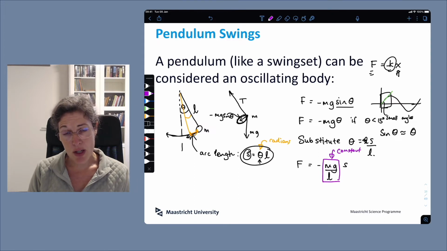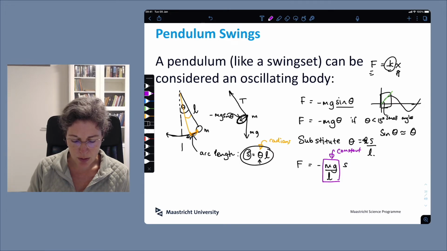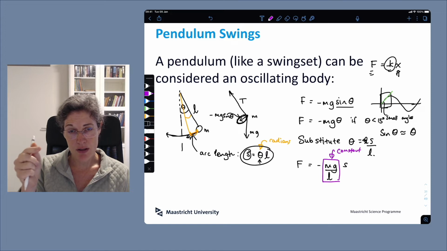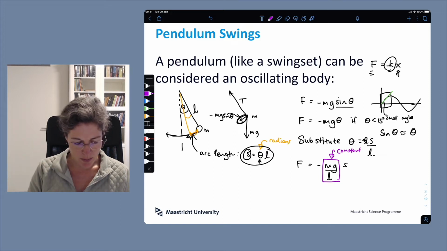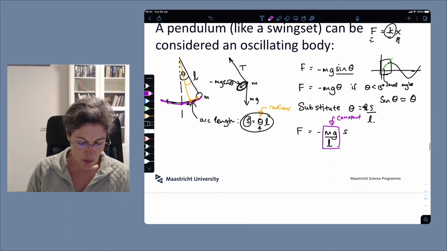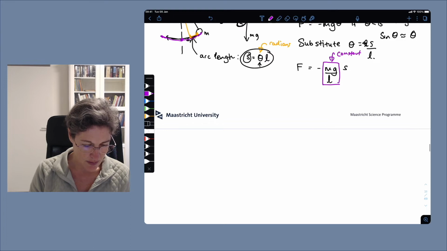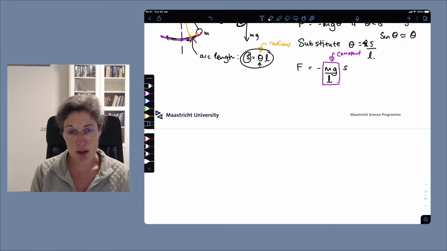So we've just described a situation that must be modeled by simple harmonic motion, because we've got a force that is equal to some constant times the distance that you are from equilibrium. So equilibrium is over here, and S moves on either side of equilibrium. Okay, so that's great. We've now basically got something that looks like our mass spring. The only thing that's changed is the coefficient that we have.